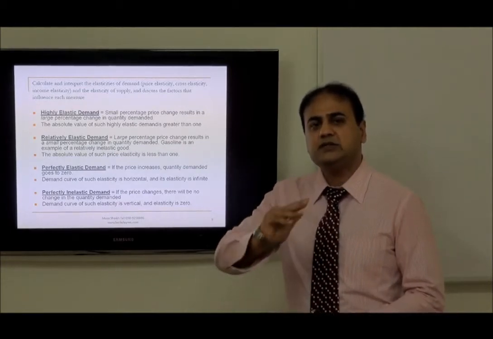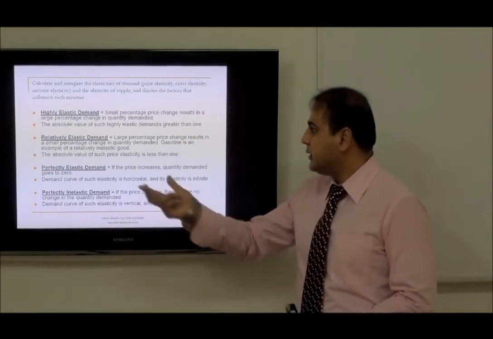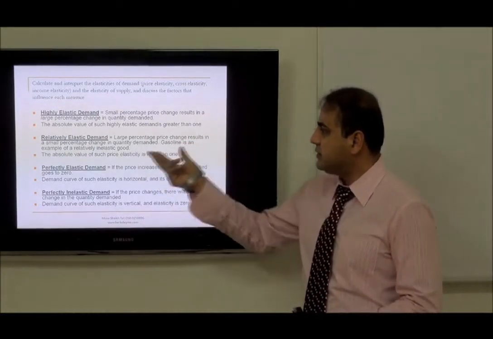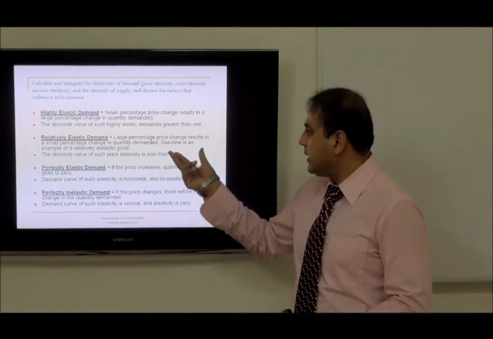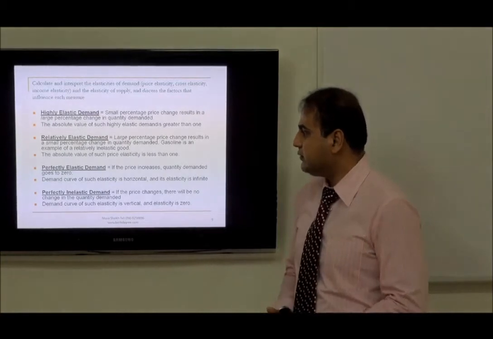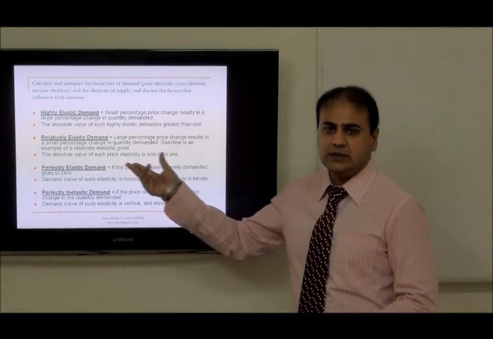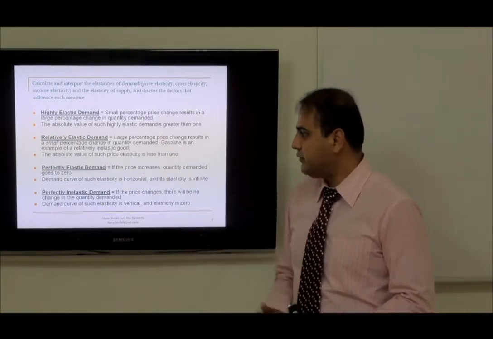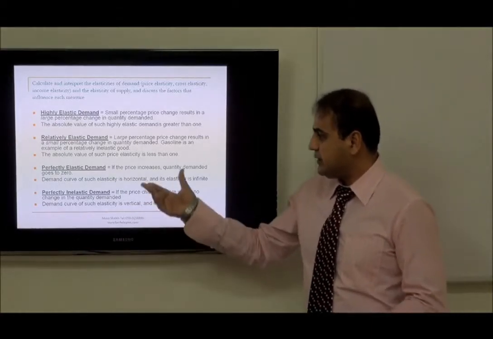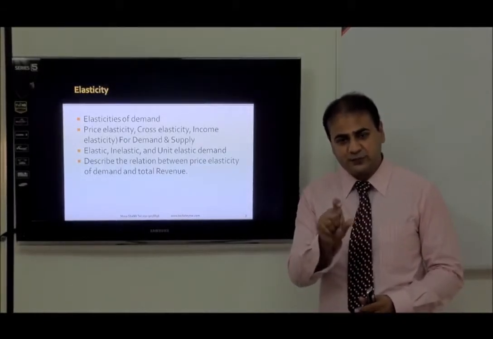This will bring a little change in comparison with the highly elastic, and a large percentage price change results in a smaller percentage change in quantity demanded. Gasoline is an example of a relatively elastic good, and the price elasticity is less than 1 for such kinds of behaviors.